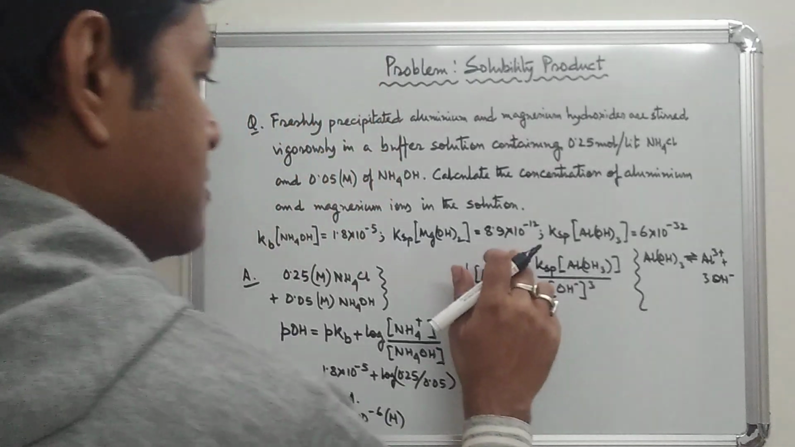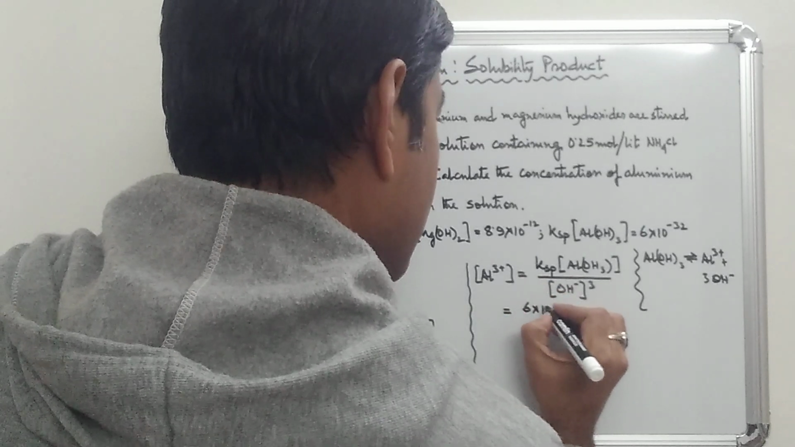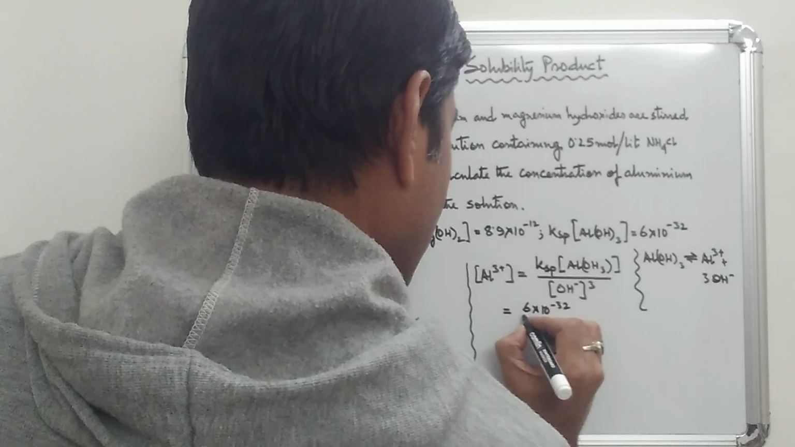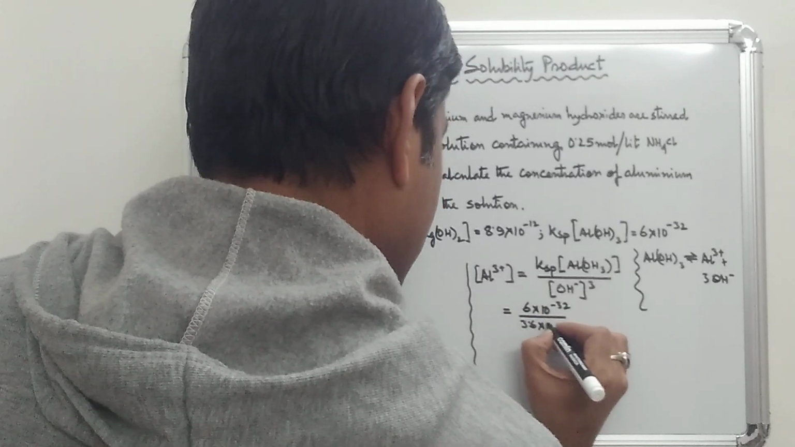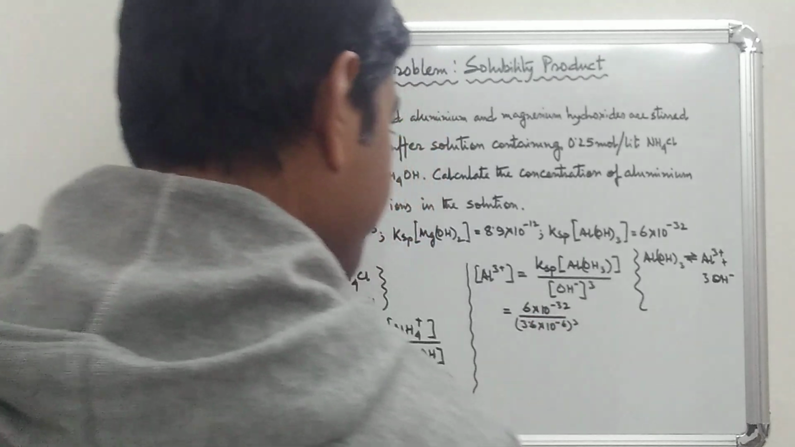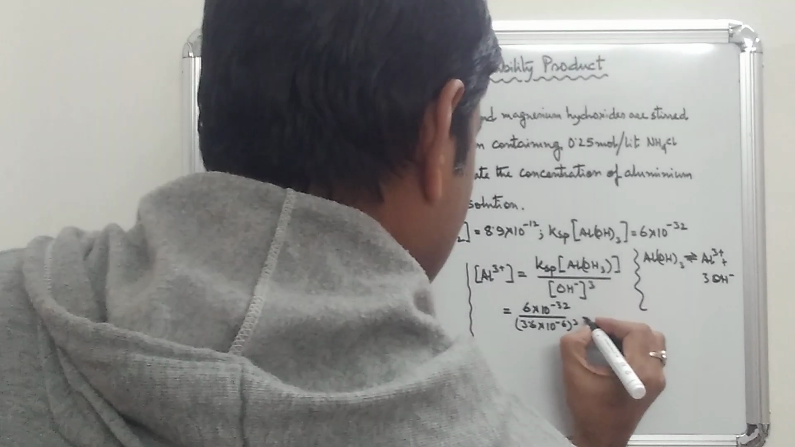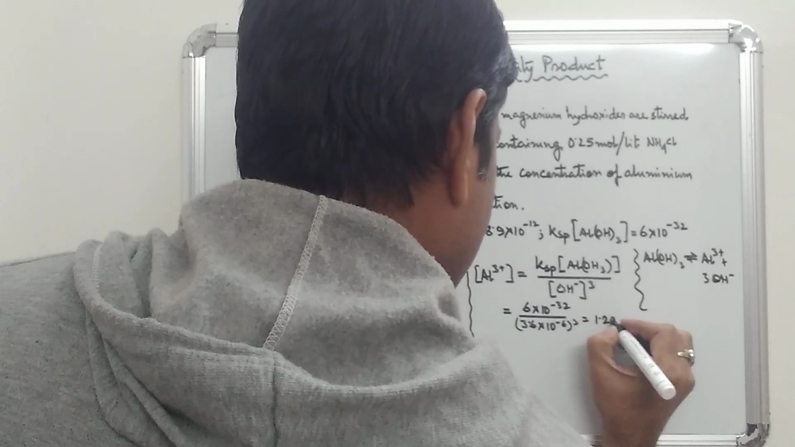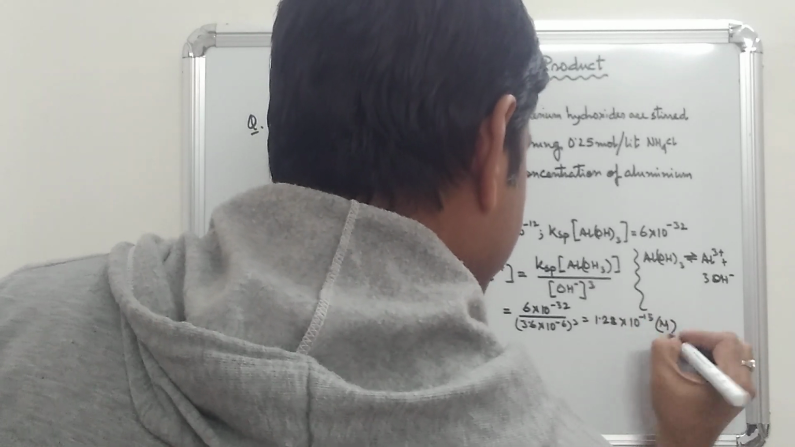Now putting the value from here, 6 into 10 to the power minus 32 whole divided by 3.6 into 10 to the power minus 6 whole cube. Okay, hope you can understand. Thus the value will be, after calculation and simplification, 1.28 into 10 to the power minus 15 mole.